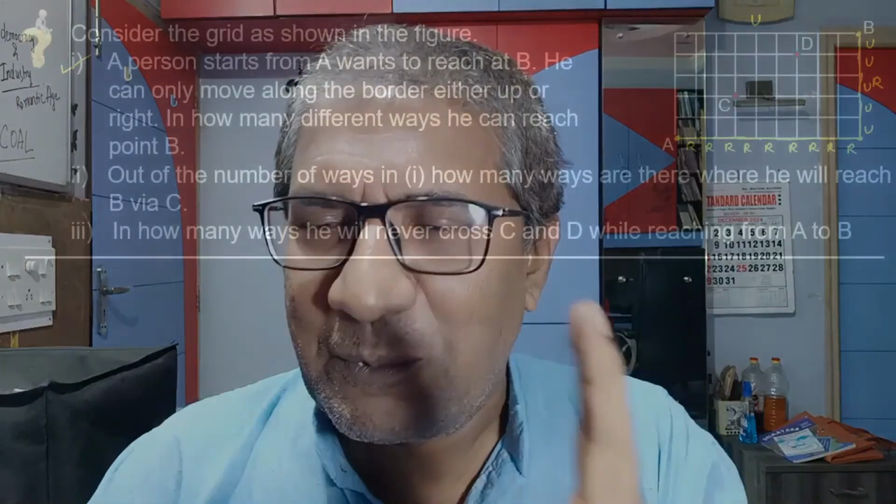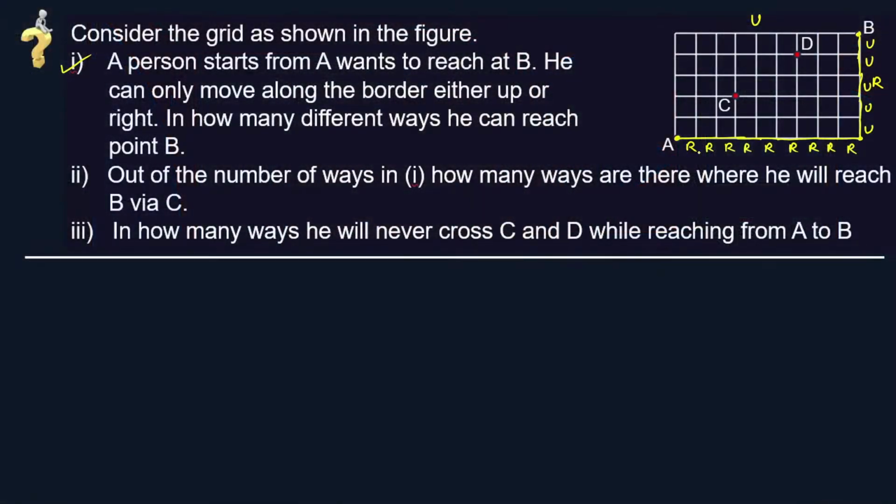Is it clear? Now see the very interesting thing. How many right movements do you have? 1, 2, 3, 4, 5, 6, 7, 8, 9. So there are 9 right movements. And how many up movements are there? There are 5 up movements. So there are 9 right movements and there are 5 up movements.